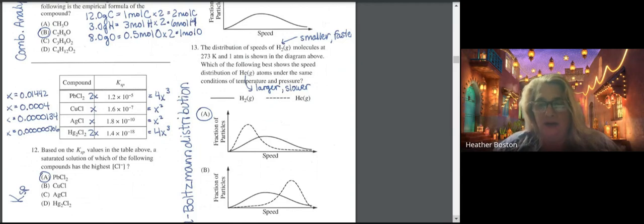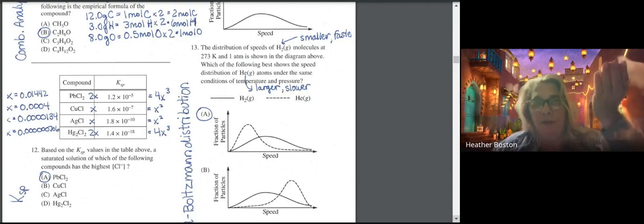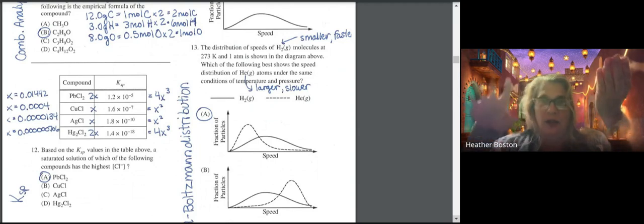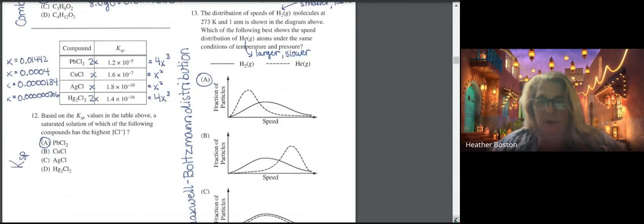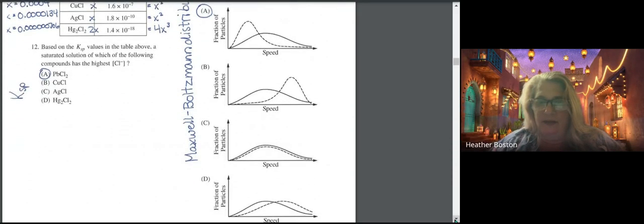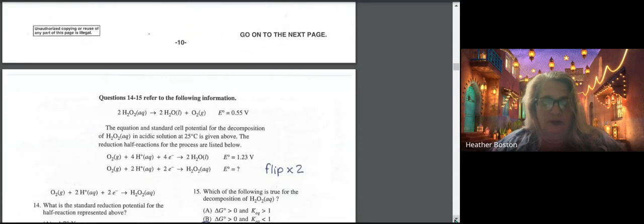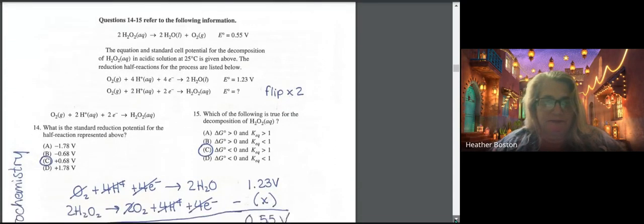Remember, kinetic energy equals 1/2 mv squared. So the larger the molecule size, the smaller the velocity will be, the slower it will be moving. So B does not make sense. None of these other ones make sense. You just kind of got to get that vision in your head of what a Maxwell-Boltzmann distribution looks like if you don't understand.